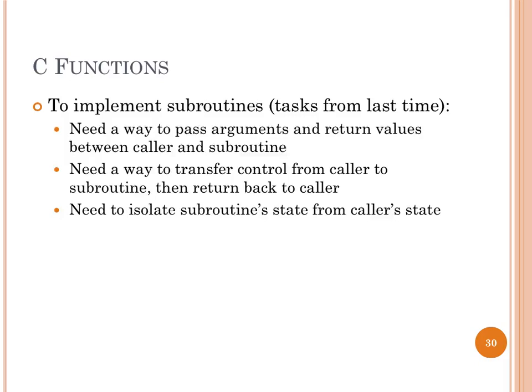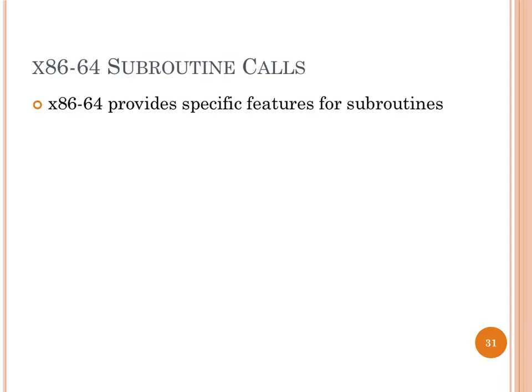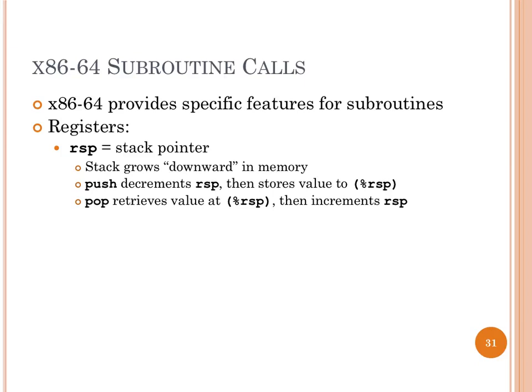We had this set of problems we had to solve. How do we pass arguments and return values? How do we get from the caller to the callee, the subroutine, and then get back? And how do we isolate the state between the caller and the callee? Those were the problems that we had to solve, and the processor provides facilities to make this straightforward. So you have a stack pointer, RSP. We've talked about it. It grows downward. Since we only push 64-bit values, it always goes down by 8. Keep that in mind as we look at this. Those behave the way that you would hope.